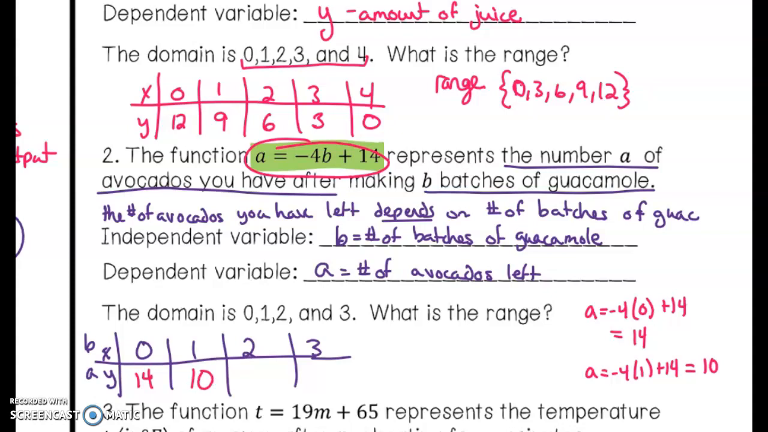Once again, plug in 2. So just plug in 2 for B, and I'm going to find out that now I'm down to 6 avocados left. And then after 3 batches, I'm down to 2 avocados left. So your range is 2, 6, 10, and 14. And that's what we would list off for that.